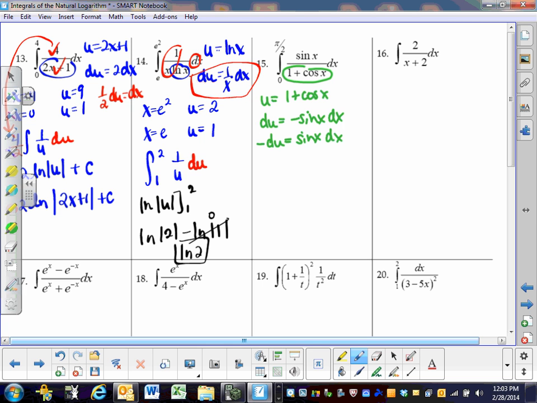I have the natural log on the bottom as my u. And 1 over x dx is just du. I'm substituting it here. So remember, du is never, ever on the bottom. So we have natural log absolute value of u from 1 to 2, which is natural log absolute value of 2 minus natural log absolute value of 1. Natural log of 1 is always 0, so we're really left with just natural log of 2.